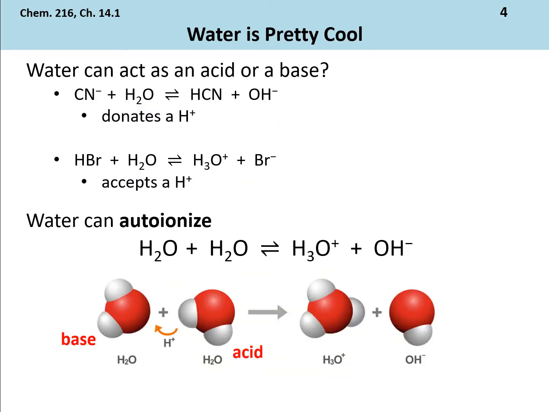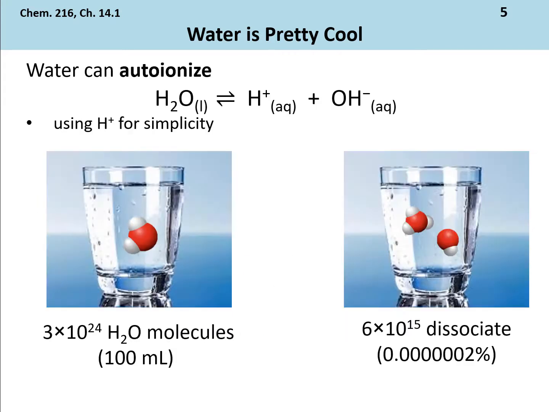Okay, so here's another diagram of it. You have one H2O gaining an H+ to become H3O+. You have one water losing it to become OH-. That means this water over here on the left, that's a base, and this is an acid. We can write this, for simplicity, as just H2O liquid going to form H+ and OH-. It is an equilibrium reaction.